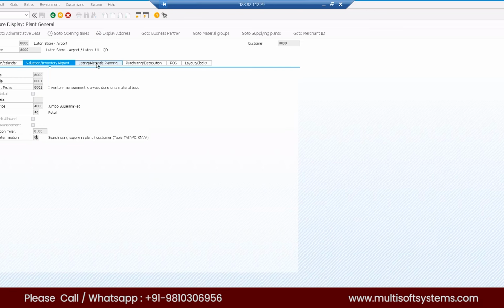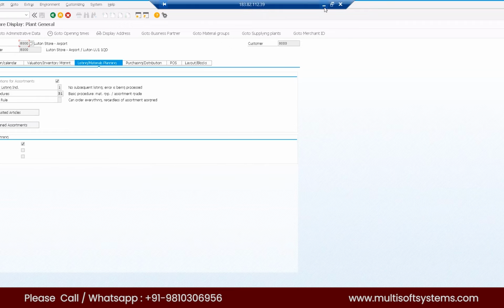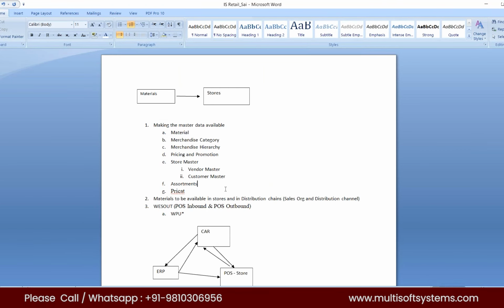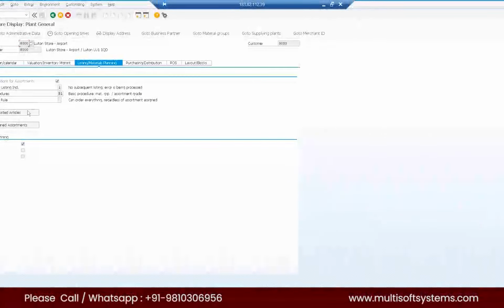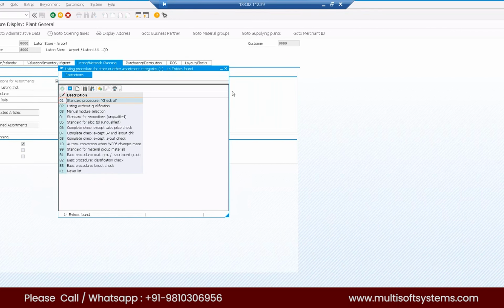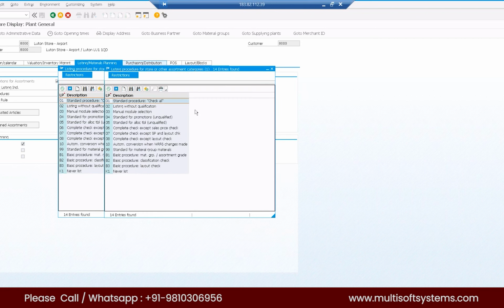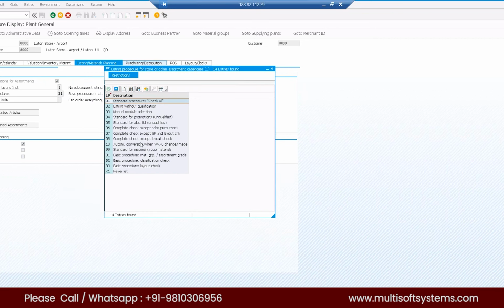And listing and materials planning: how the listing happens. Listing is also another important concept. I will also add that. I was telling you about the assortments, right? I should also add listing. Both listing and assortment almost mean the same thing, but there is a very small or minute difference between the listing and the assortment process. I will explain that. But how this listing process is going to happen is explained in here. Listing procedure is the major difference, and we will also see this listing procedure when we talk about the assortment processes. So if you see here, there are many different listing procedures available in the system, and how we are going to list the materials to a specific store is determined by this key.